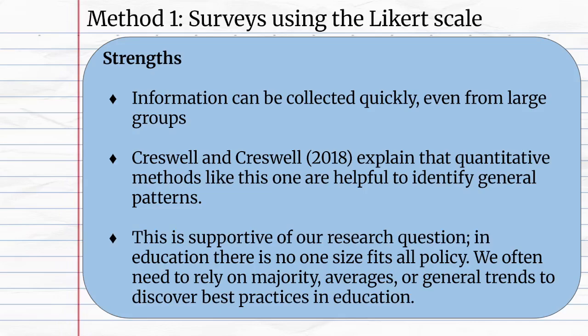Other strengths include that you can gather a lot of information very quickly, and that quantitative methods, such as the Likert scale, are helpful to identify general patterns, which I mentioned before. This helps with our research question because we are looking to figure out whether tech is positive or negative, and a big part of that is surveying people. The Likert scale would be a very handy tool in that sense. That would help us find averages, where majorities lie, or general trends to help us discover best practices.